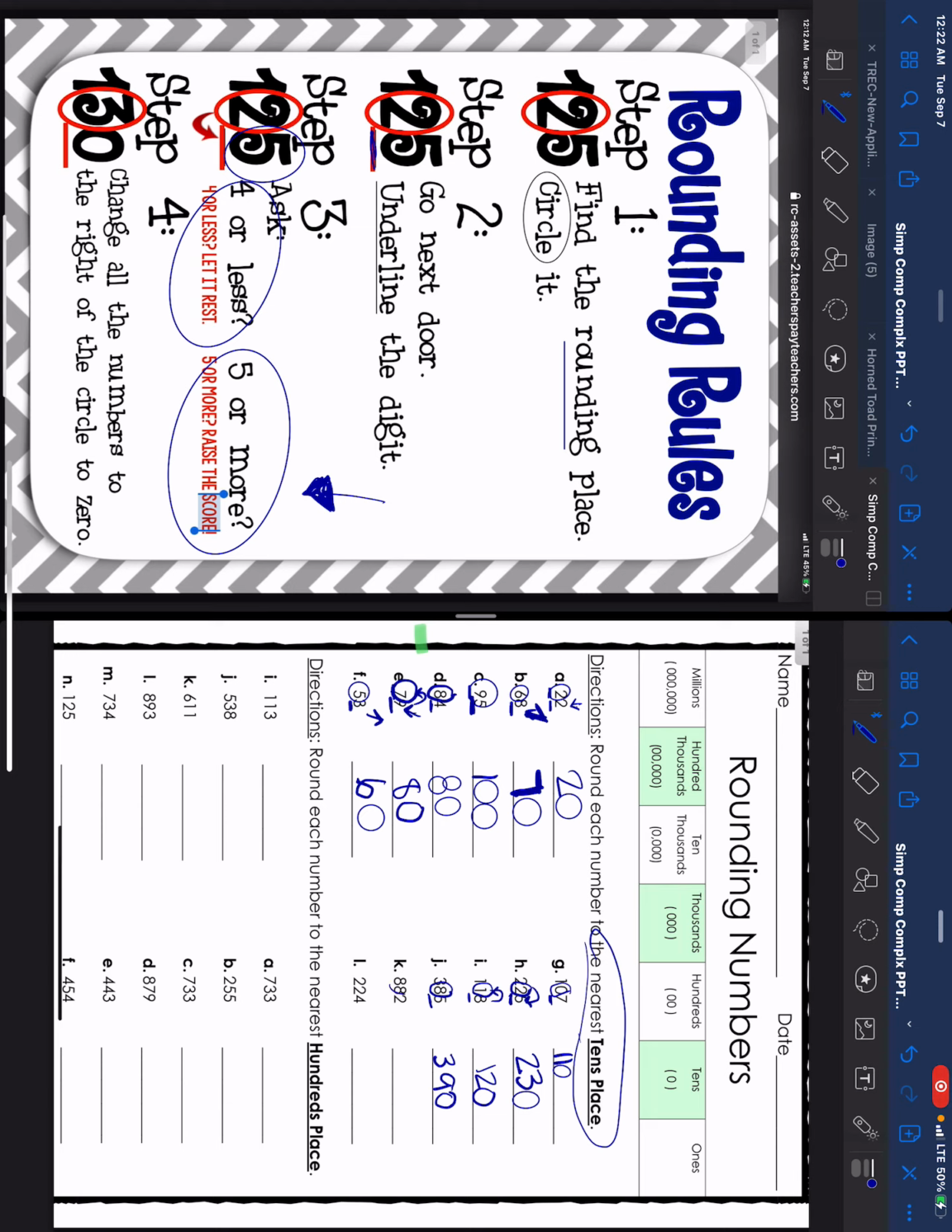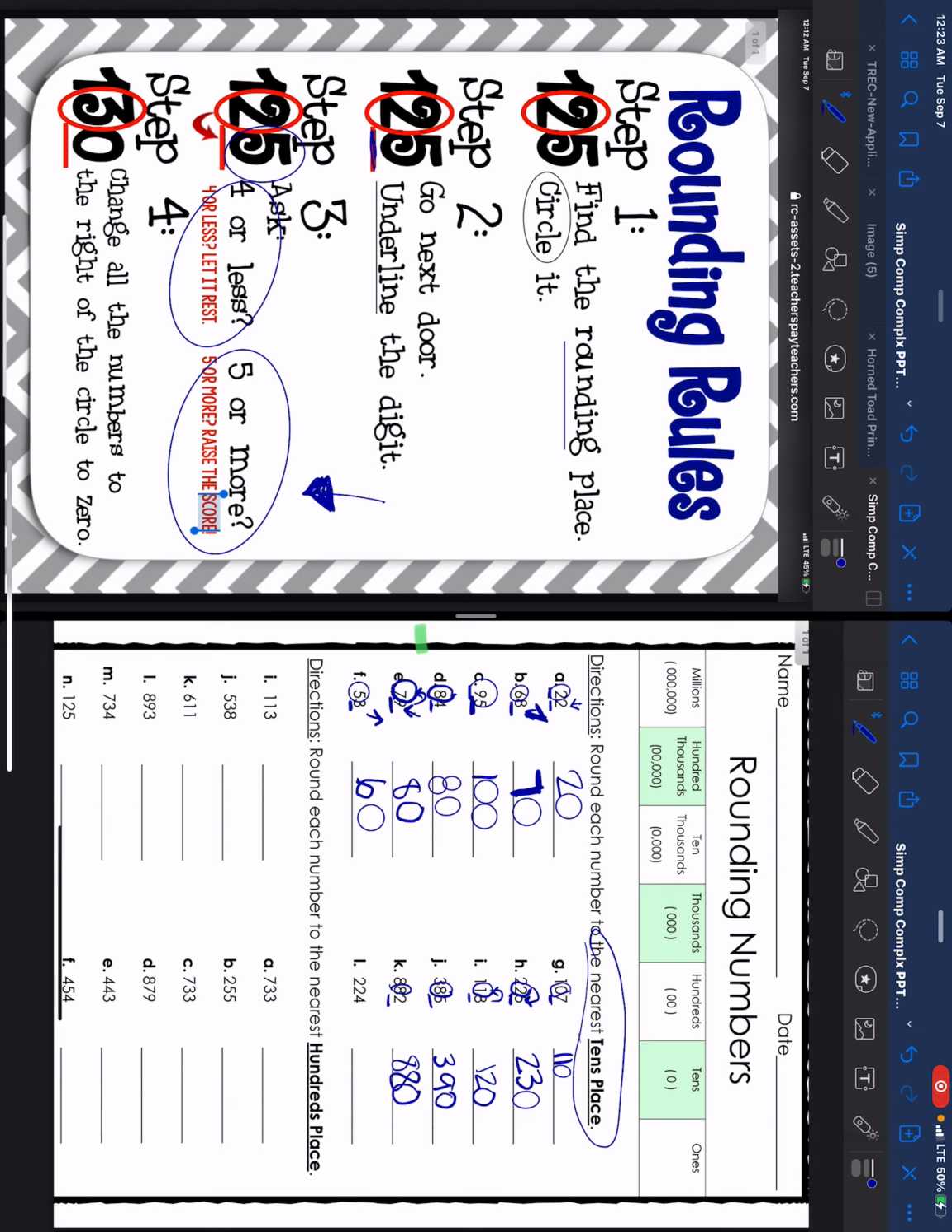882, we're looking for the tens place. All right, we underline the one next to it. Is it 4 or less? Let it rest. Yes, so that 8 is going to stay the same. All numbers to the right become 0.